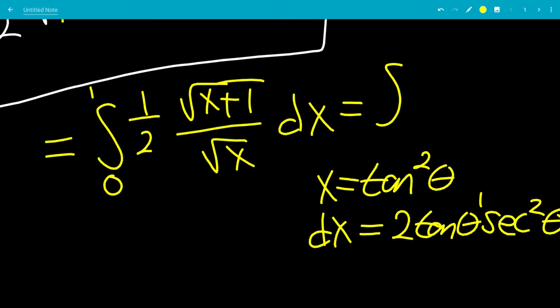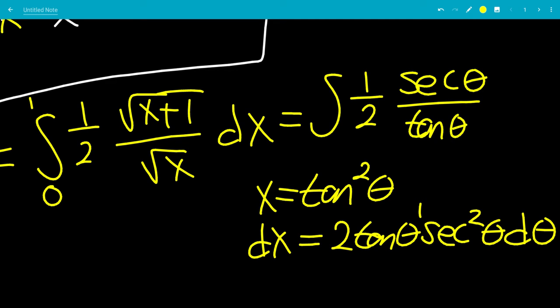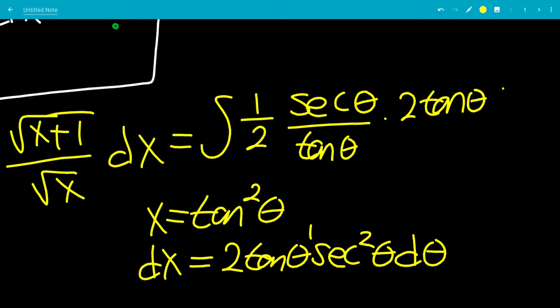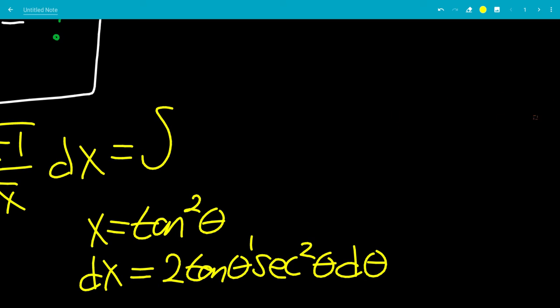So this will be the integral. We're not going to worry about the bounds yet. So we have 1/2, and on the top we have the square root of secant squared theta, we can just use that as secant theta. Okay, all over square root of x. Square root of x will be tangent theta. Okay, dx will be 2 tangent theta times secant squared theta, d theta. And look where it happens. 2 over 2 will cancel. Tangent theta over tangent theta will cancel, leaving us with secant cubed theta. Okay. So we can simplify this a lot. So this would just be the integral of secant cubed theta.